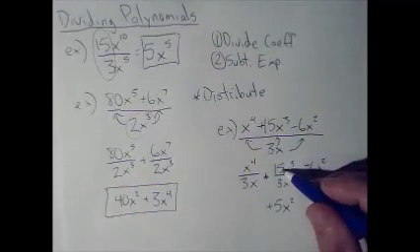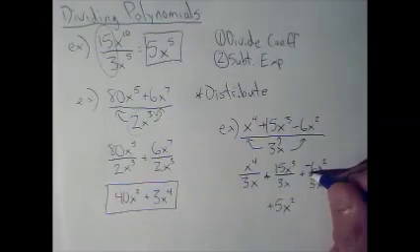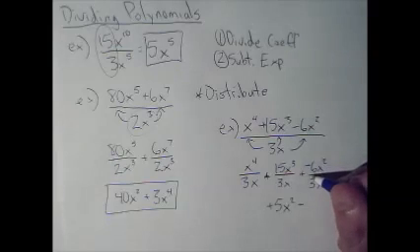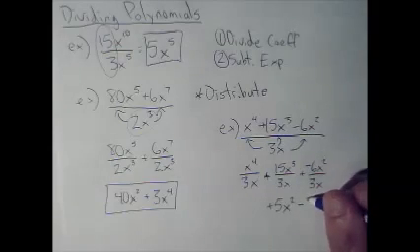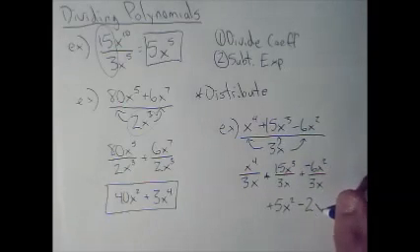5x squared, divide the coefficient, subtract the exponents. Even when we have a negative divided by positive, not too bad. Ends up being a negative because different signs. 2, subtract my exponents, x to the 1st, but I just put x.